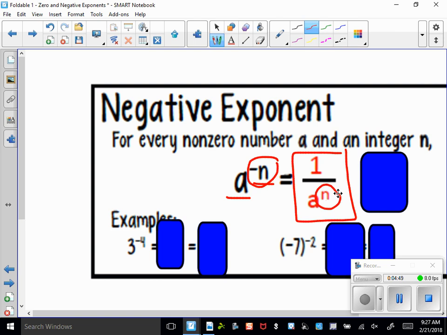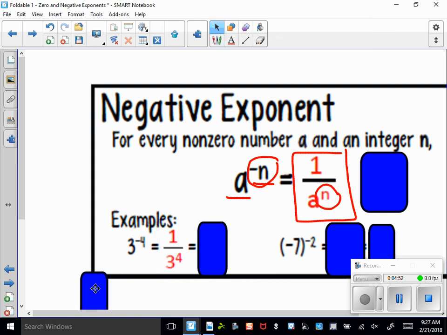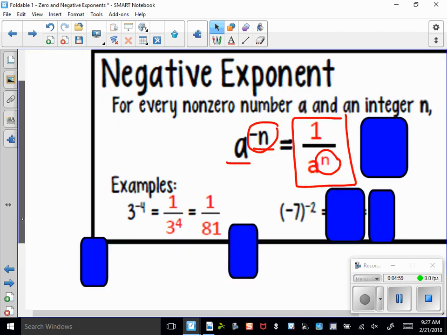So 3 to the negative 4th power is going to be 1 over 3 to the positive 4, which is 1 over 81. Okay, and I think you guys already have this written in your foldable, correct?